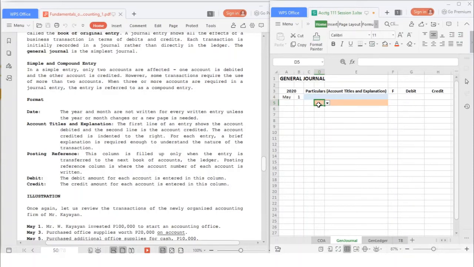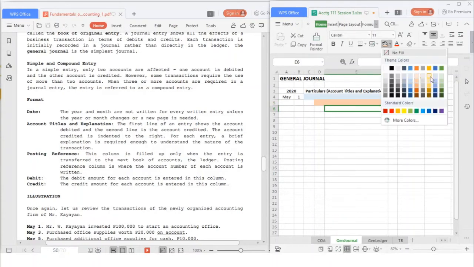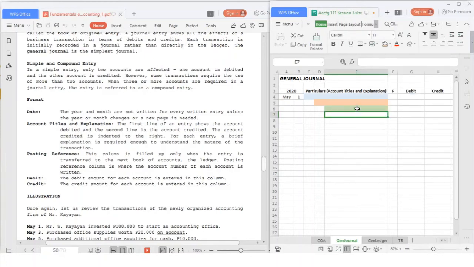Now, for each journal entry, on the third line you put your explanation, a brief explanation of what happened or the nature of the transaction. So, that is the general format of your journal. Again, for each entry: debit, then credit indented, then the explanation is also indented.